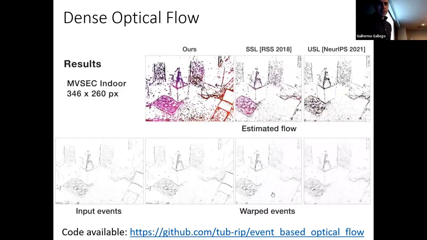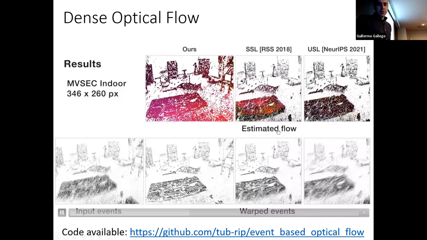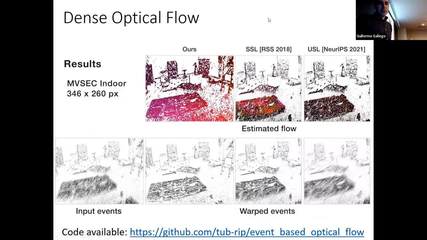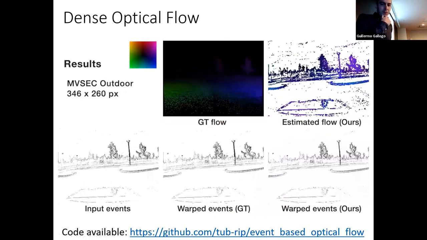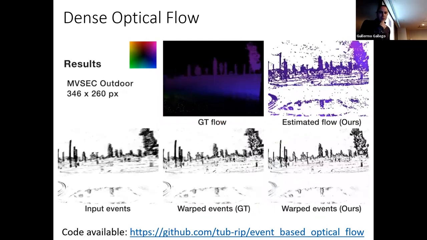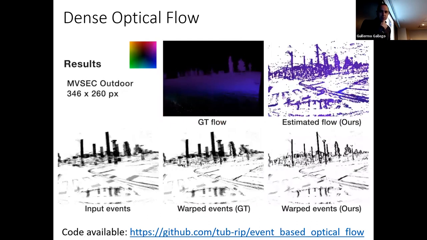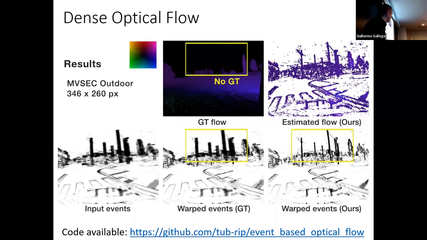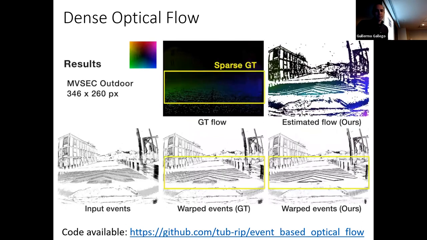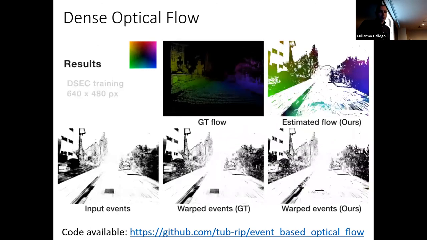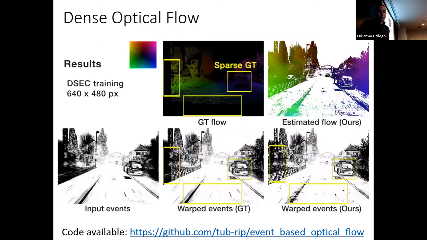Here we are comparing against EV-FlowNet from, I guess, Alex and Costas, and against TU Delft. These are still results on the MVSEC dataset from GRASP lab. And we show that, yes, even when there is no ground truth in the LiDAR, you can get sharp images of warped events. It's a model-based method, and it also works at higher resolutions, VGA. This is the DSEC dataset.